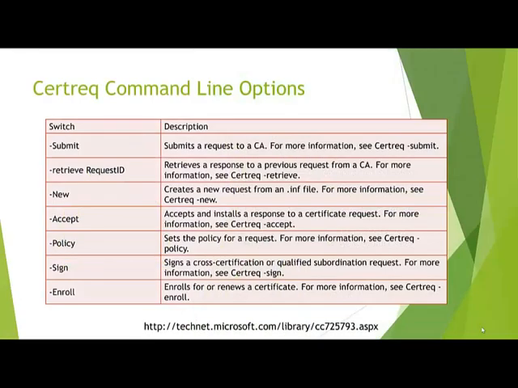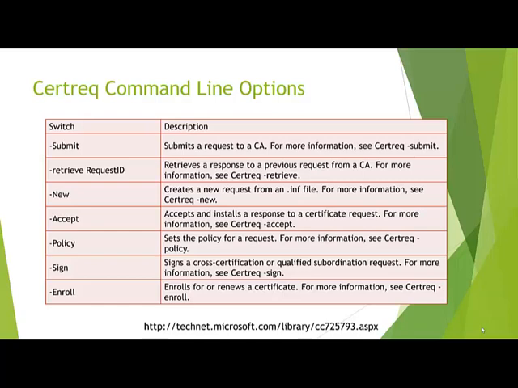So here are some of the command line options. Some of these I have used a lot and some I never have used. The first one is -submit. After you generate your request, you use that to submit your request to the CA. And then there's -retrieve. This would be after you do the -submit and you get your certificate approved. You can then use this to retrieve the certificate from the CA.